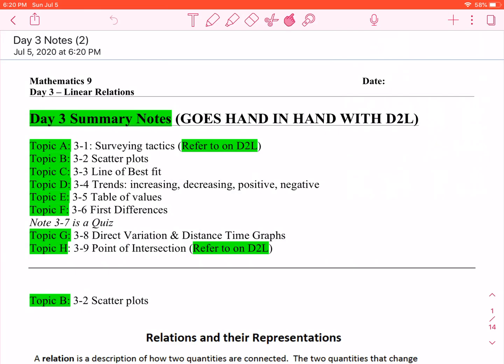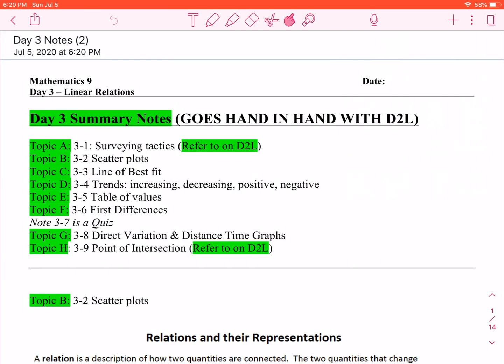So for the day 3 notes, you'll notice that it's on linear relations. So we'll be talking about graphing, scatter plots, making relationships or distinguishing relationships between the variables, and also taking a look at a table of values. Okay, so all the notes are on D2L.